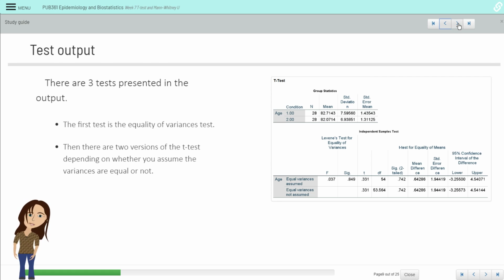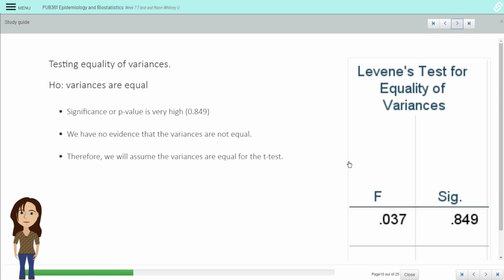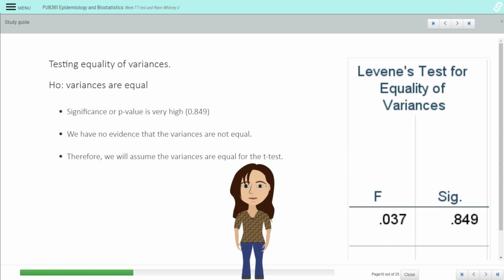So let's have a look at this test for equality of variances. So the null hypothesis in this case is that the variances are equal. I was thinking I needed my pointer. And it's actually being compared with an F distribution, so it gets this F here, but we would call it a test of variances. This is the test statistic. The significance is the p-value, and this is a really high p-value. So the null hypothesis is that the variances are equal, and we have got no evidence against that.